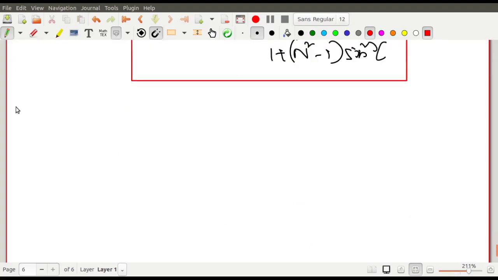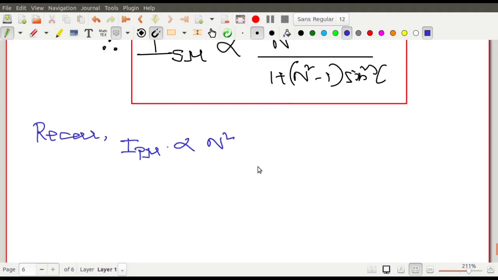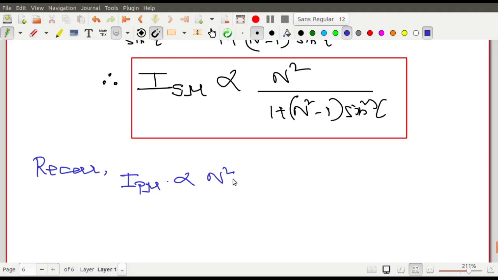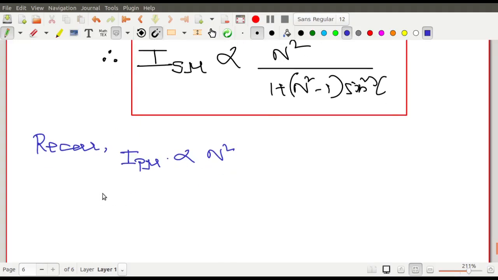So now you recall over here that the intensity of the principal maxima is proportional to n square. This is what I have done few minutes ago, and now you will see that why have I done so, because I am going to take a ratio now.